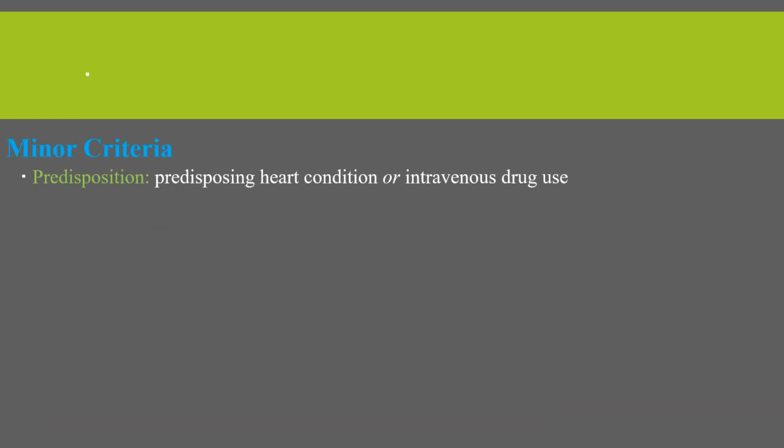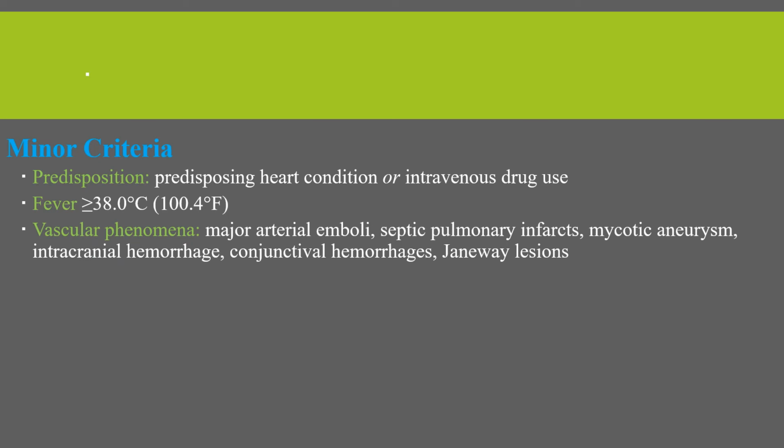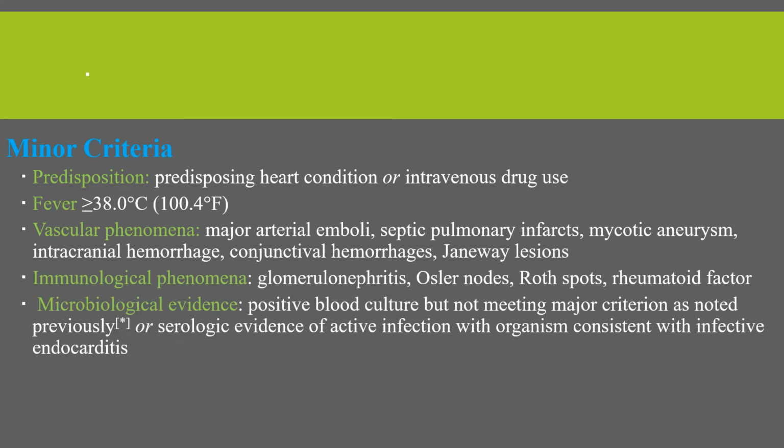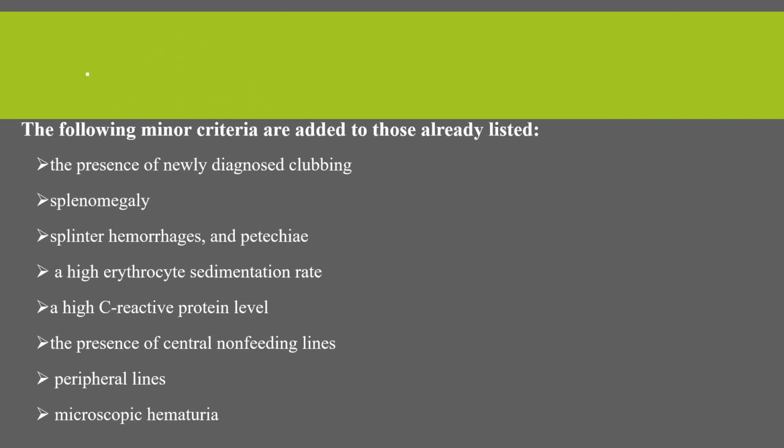Minor criteria include predisposing factors, presence of fever, vascular phenomena, immunological phenomena, microbiological evidence, and in addition, the presence of newly diagnosed clubbing, splenomegaly, splinter hemorrhage, or petechiae, high ESR and CRP, and also the presence of central and feeding lines, peripheral lines, and microscopic hematuria can all fulfill the minor criteria.